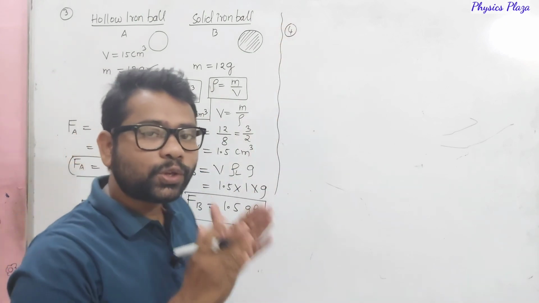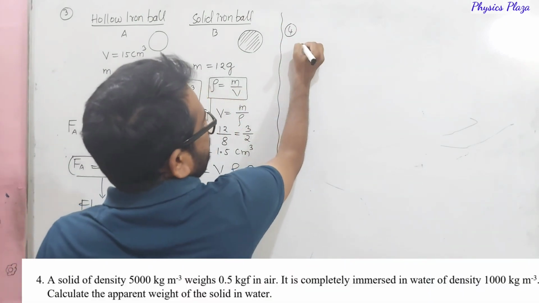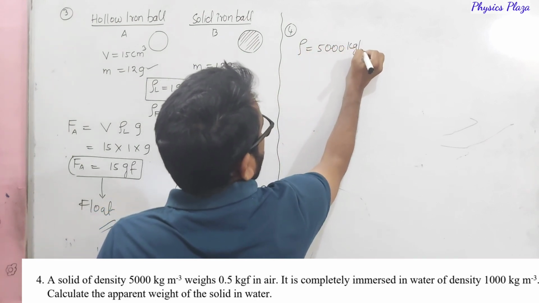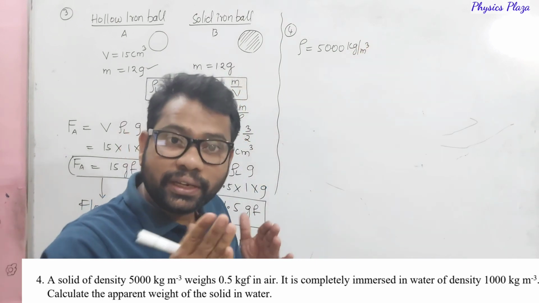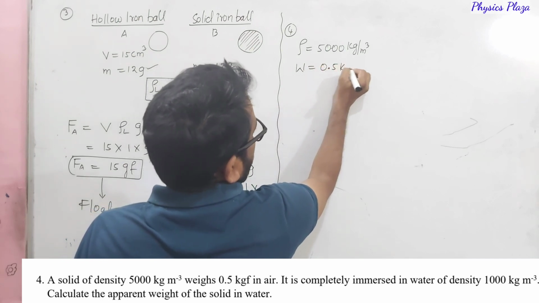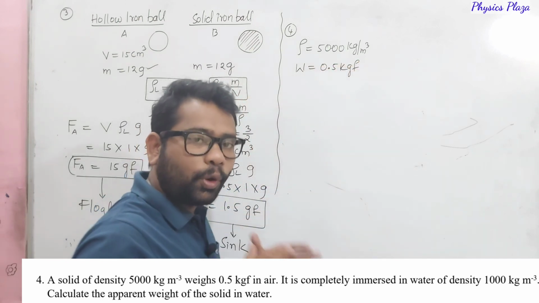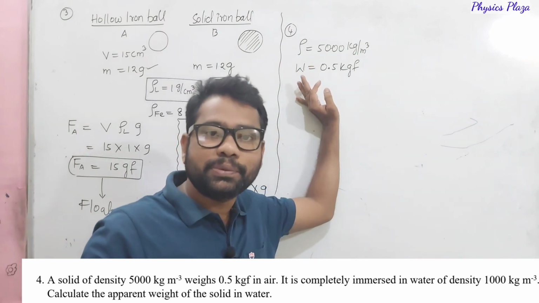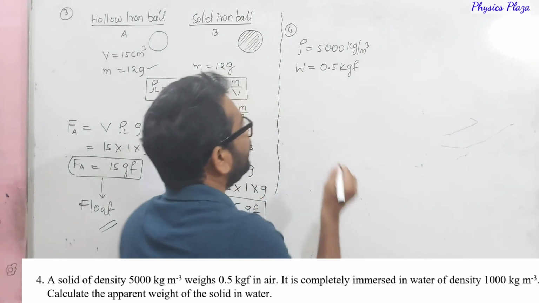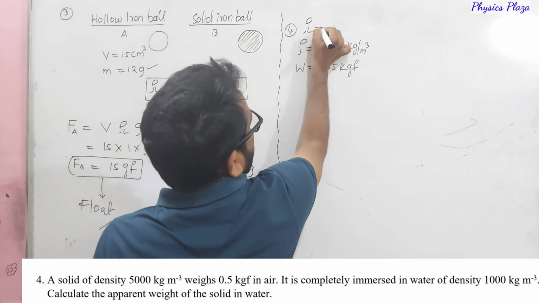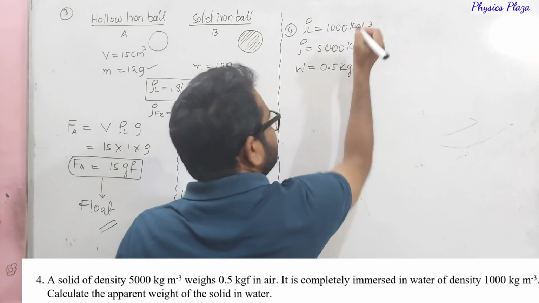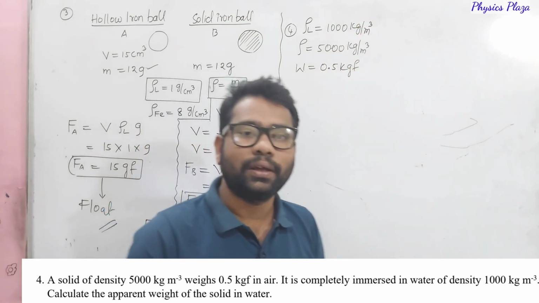Children, it is given that a solid of density is given. So the density of the solid is 5000 kg per meter cube. And its weight in air is given, that is W equal to 0.5 kgf, and this body of density 5000 kg per meter cube is completely immersed in a liquid. What is that liquid? Water. And here the density of water, that is the liquid, is given, that is 1000 kg per meter cube. Now they are asking us to calculate the apparent weight of the solid.